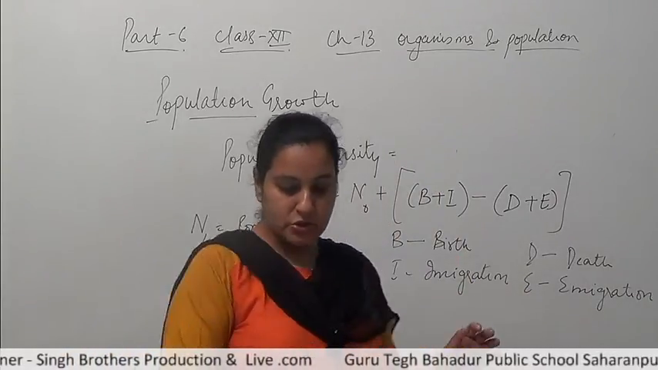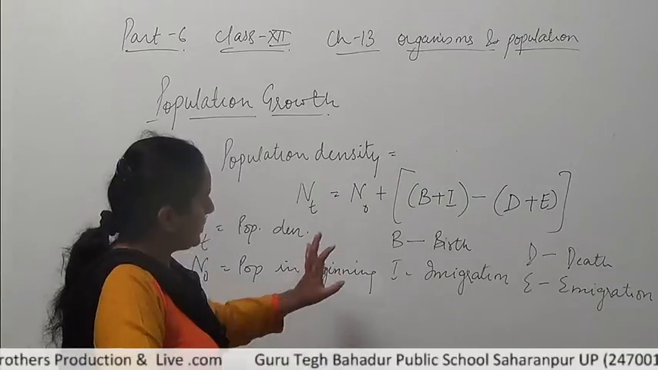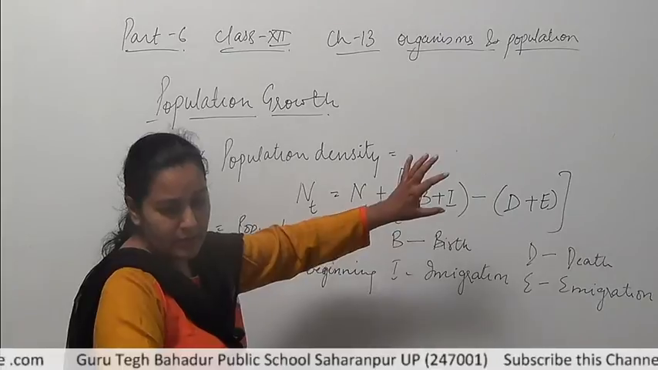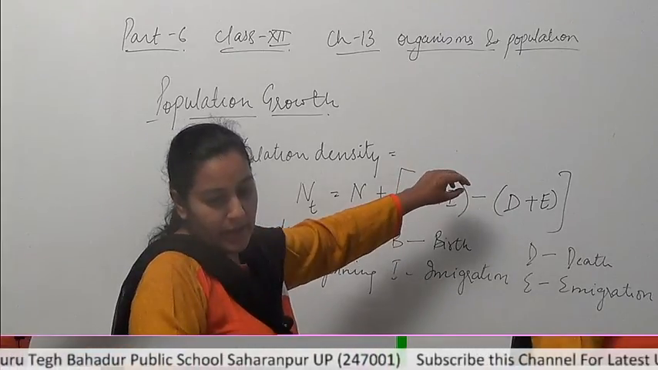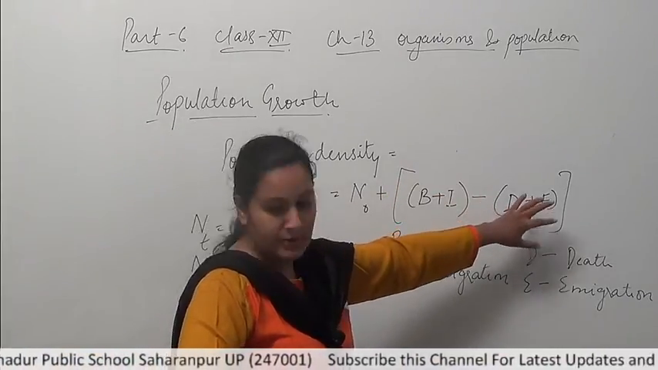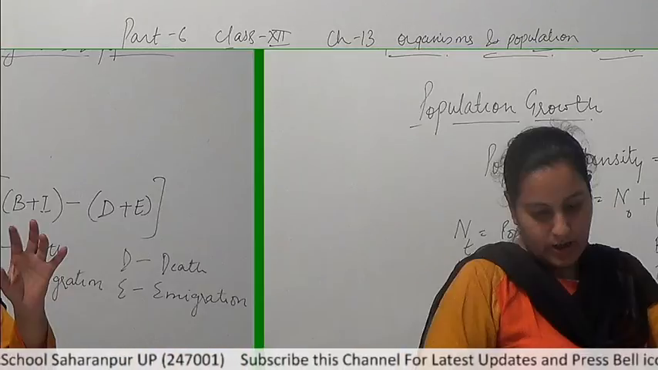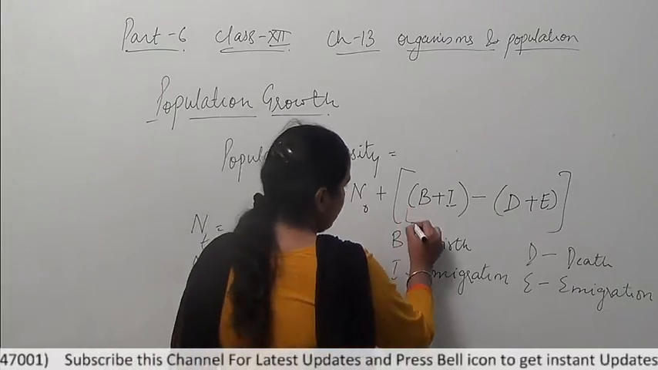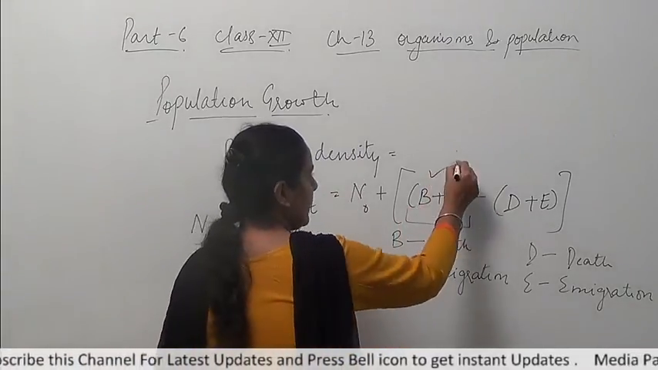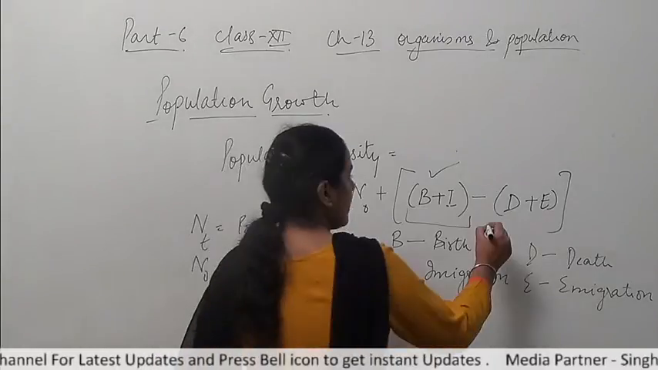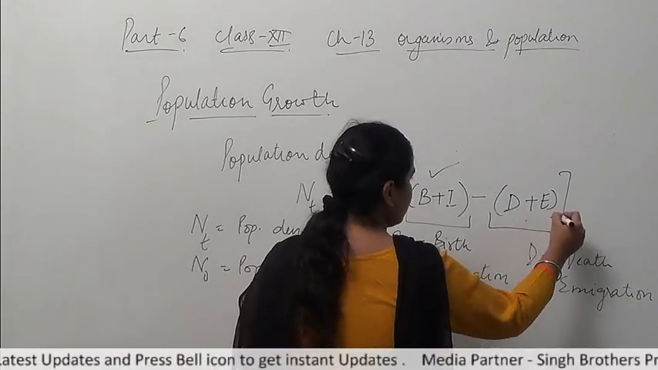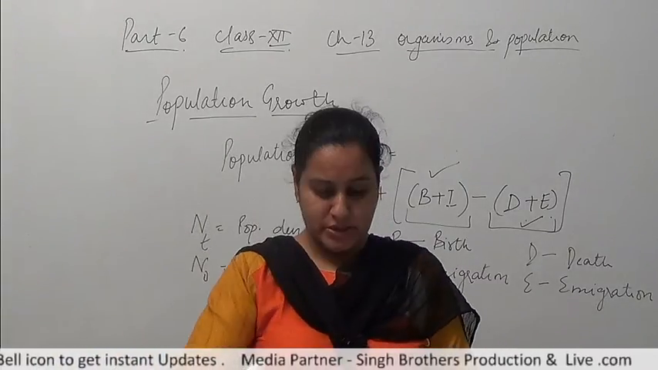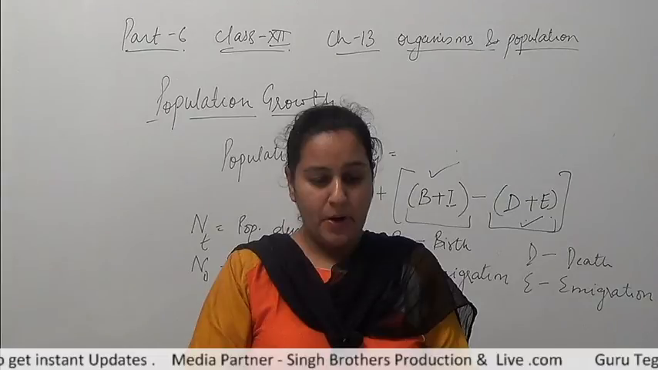So this equation shows the population density will increase if the number of births and immigration are more and the number of deaths and emigration are less, otherwise it will decrease. अगर ये जो हमारे पास फैक्टर है बर्थ और इमिग्रेशन रेट अगर ये ज़्यादा है तो पॉपुलेशन इंक्रीज़ करेगी, और अगर हमारे पास डेथ और इमाइग्रेशन रेट ज़्यादा है तो पॉपुलेशन डिक्रीज़ करेगी. So with the help of this equation we can find out the population density.